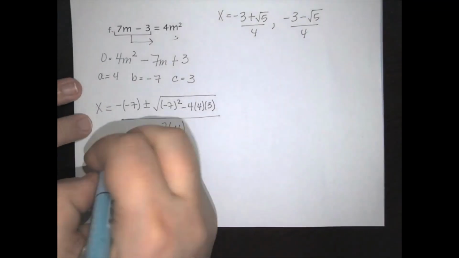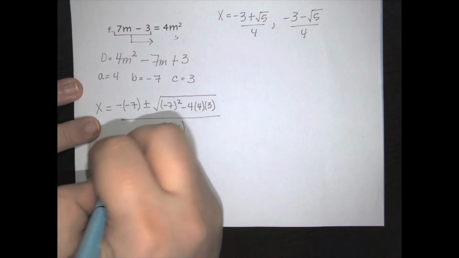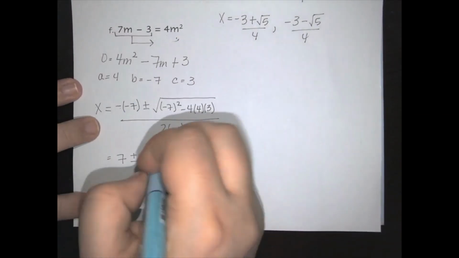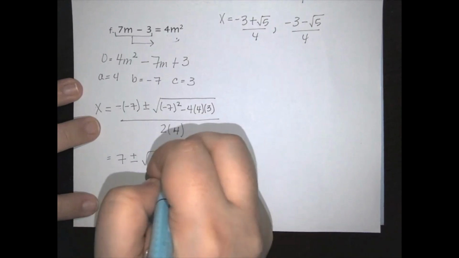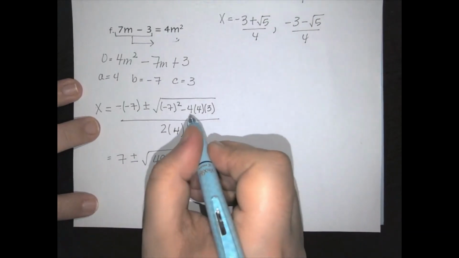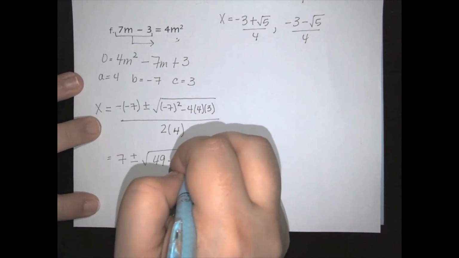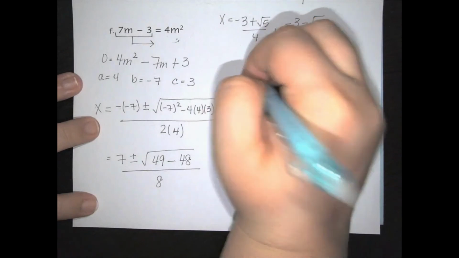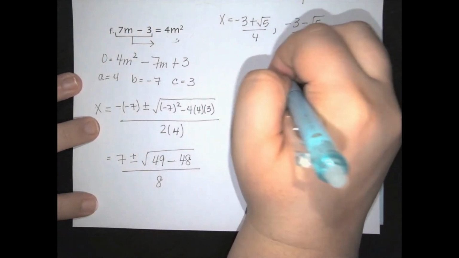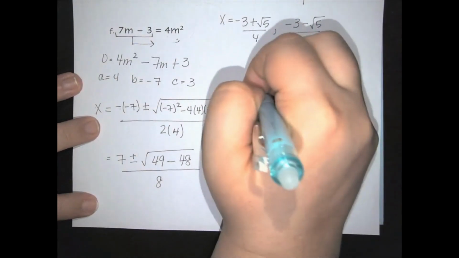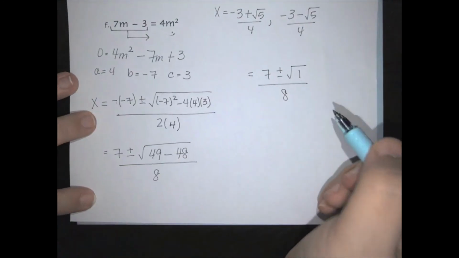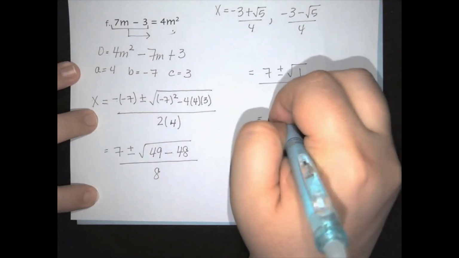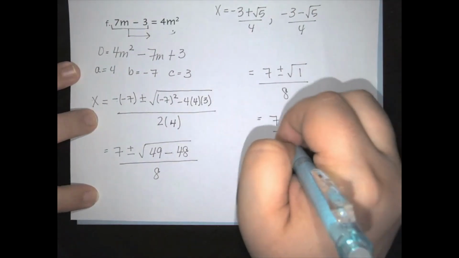So in this case, again, we can continue. Negative and negative is positive, so this is 7 plus or minus the square root of 7 squared is 49. My sign of subtraction, 4 times 4 times 3, gives you 48. And this whole thing is over 8. If we keep going, we get 7 plus or minus the square root of 1 all over 8. The square root of 1 we can evaluate, so this becomes 7 plus or minus 1 all over 8.